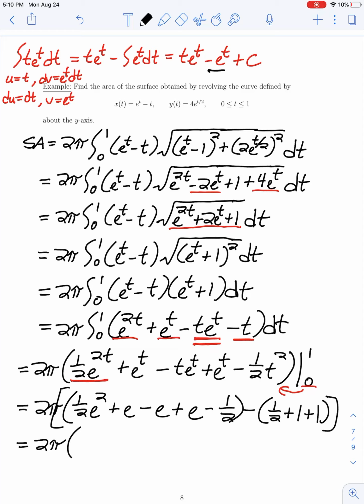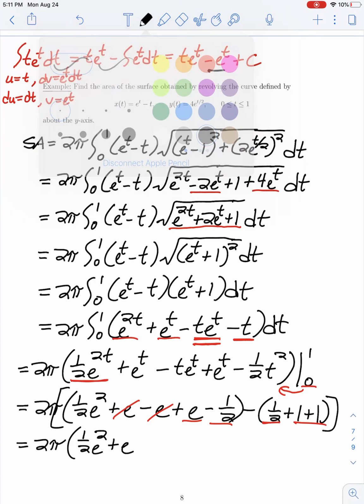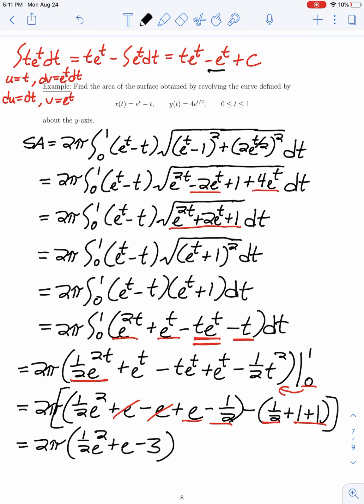All right, so a little more simplification. We have 2 pi times 1/2 e squared. We see that our plus e minus e will cancel, and we're left with just a plus 1e. And then grouping our constants, we had a minus 1/2 minus another 1/2, which would be negative 1, and then we're subtracting 2 more from that, so we're left with a negative 3.